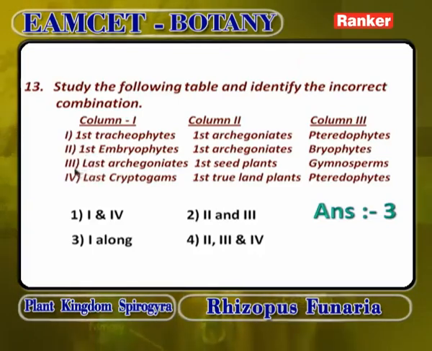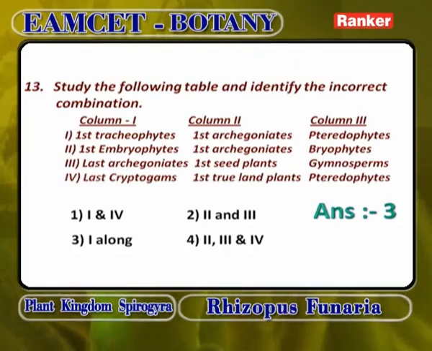Last archegoniids, first seeded plants, gymnosperms is correct. Because for the last time archegonia is formed in gymnosperms, in angiosperms, no question of formation of archegonia. So last archegoniids, first seeded plant. For the first time a seed-like structure or seed is formed in gymnosperm. Last cryptogams, first true land plants, pteridophytes. Pteridophytes are definitely last cryptogams.